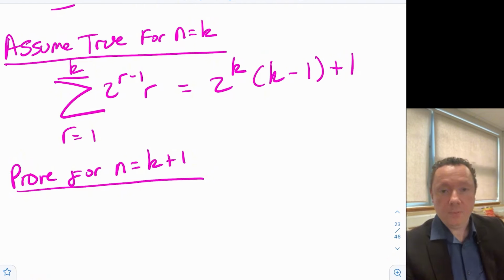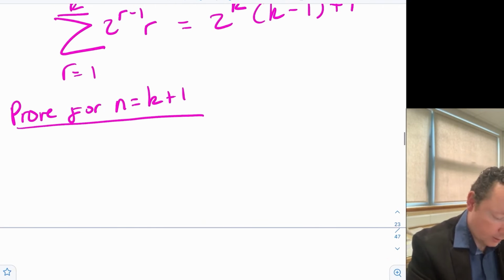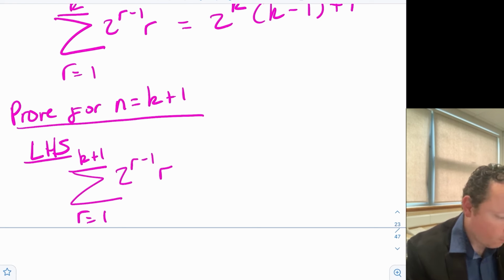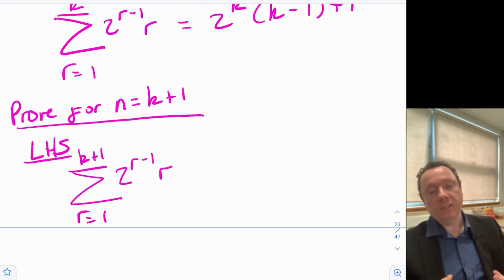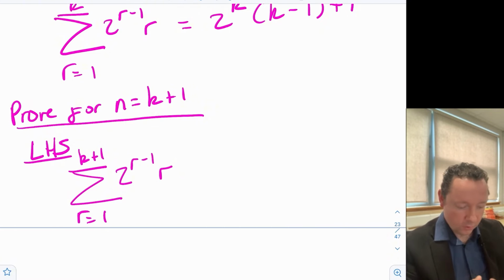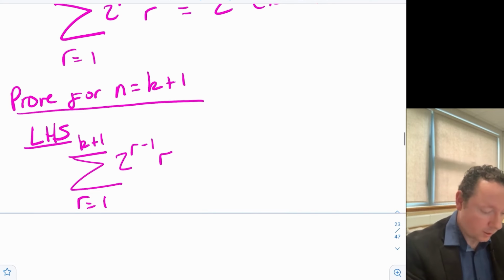So let's look at k plus 1 then. Looking at our left-hand side, that will give us the sum from r equals 1 to k plus 1 of 2 to the r minus 1 times r. And the game here is, I suppose, to pull this out to see if we can get some sort of composite sums that we add or take away, but we already know the answer to. So what does that equal?